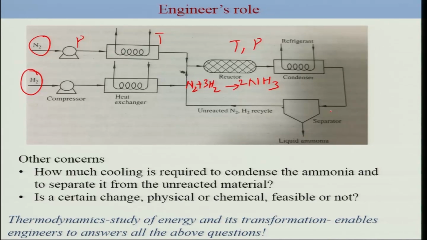And once you condense, you can separate it in a separator, and the remaining unreacted nitrogen and hydrogen goes back to the initial feed to the reactor. So this is the overall process. However, there are many aspects when you design such things.